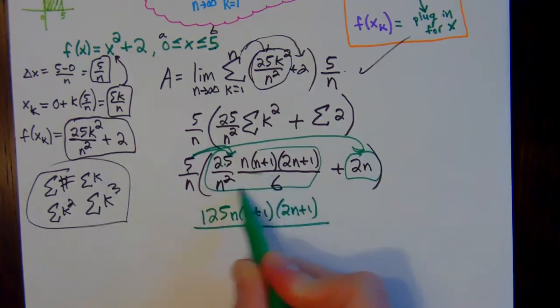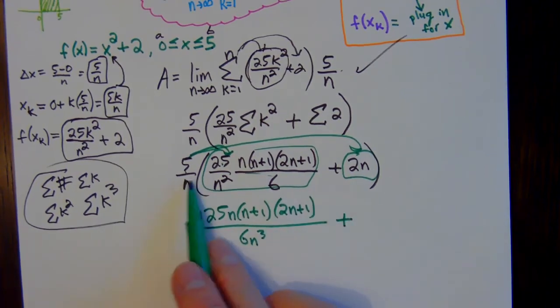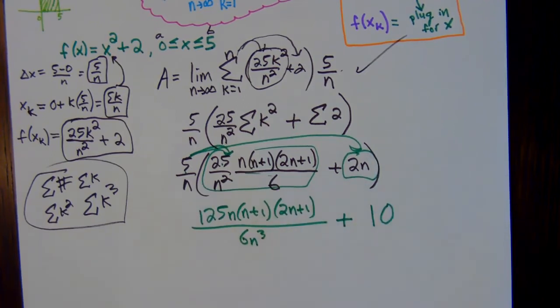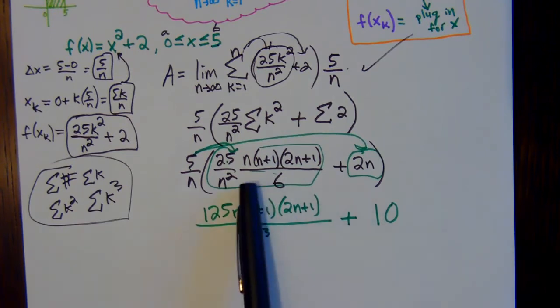And then here you have a 6n squared, times it by that extra n right there. So that's going to be a 6n cubed plus, when I take 5 over n times 2n, the n's cancel out, and you just have 10 that you're left with. All right, so once you use the formulas, get rid of the k's, get nothing but n's in the problem, and then distribute, make it look like this.